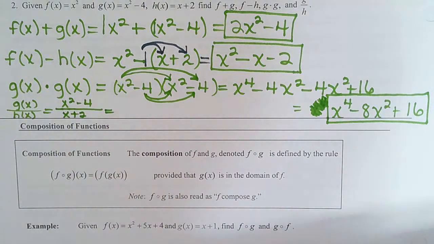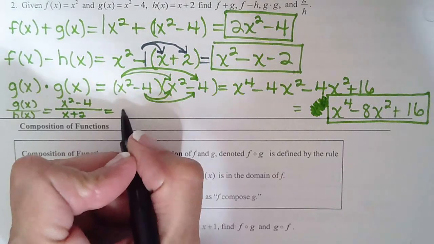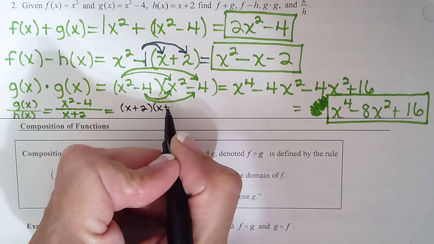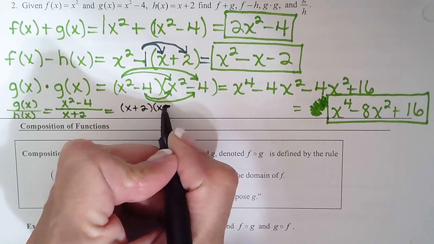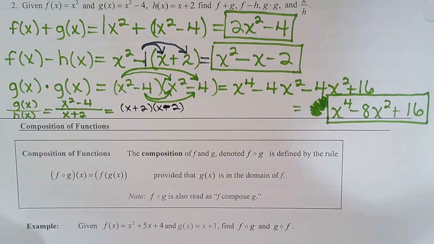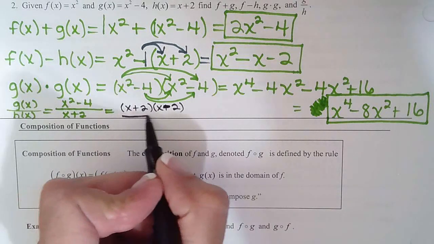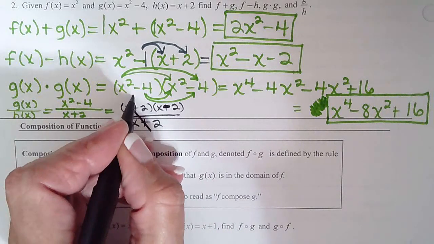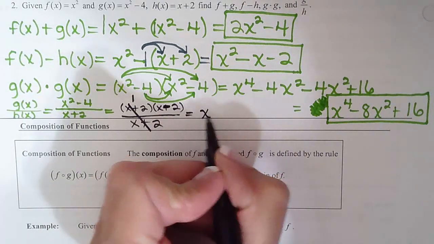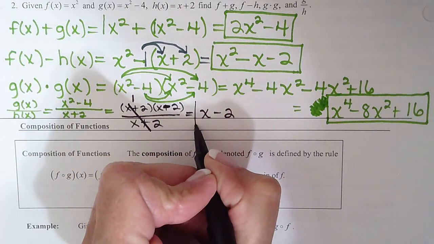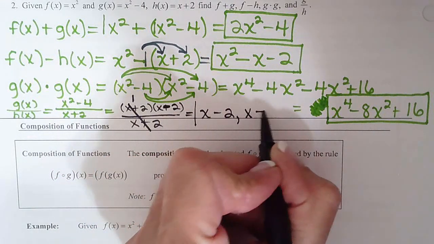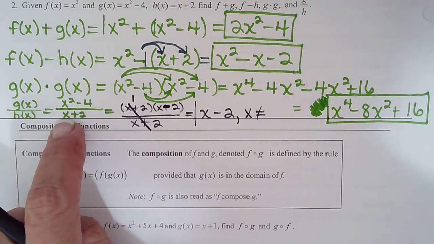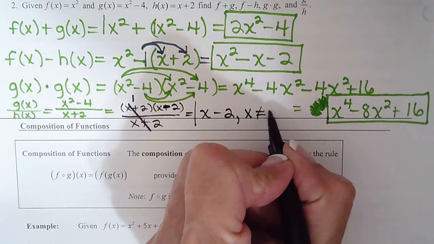So I'm going to switch colors because we're getting too close to those other ones. So the numerator, we know how to factor a difference of squares. Add the square roots and then subtract the square roots over x plus 2. So x plus 2 divided by x plus 2 cancels out, so we get x minus 2. But then we have to say, provided x does not equal, what would make this denominator 0? Negative 2.